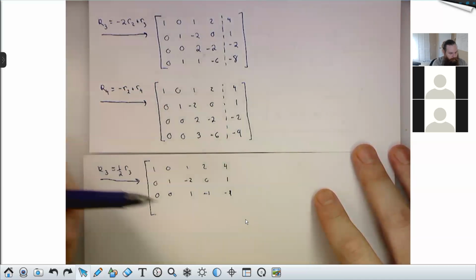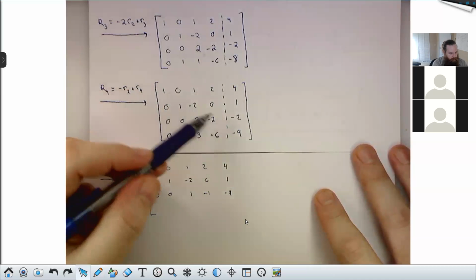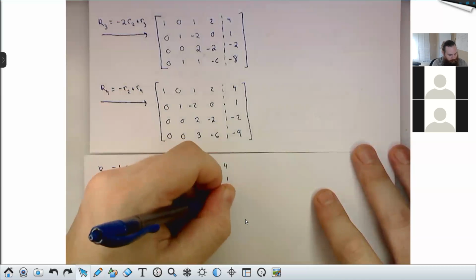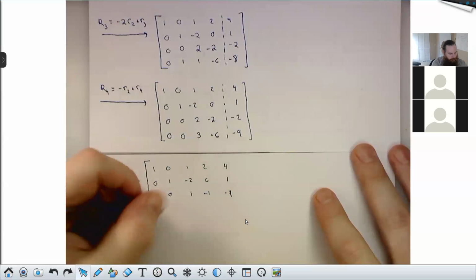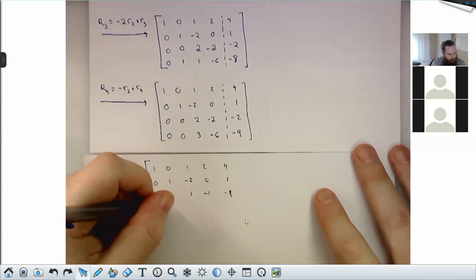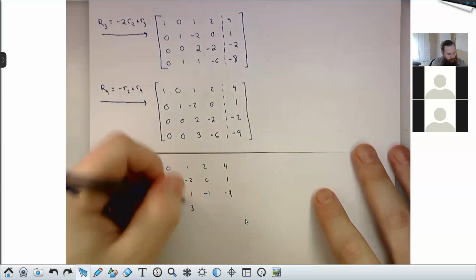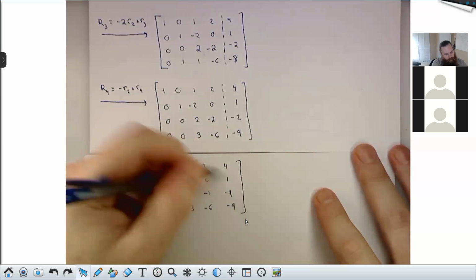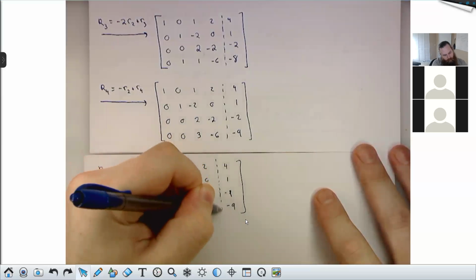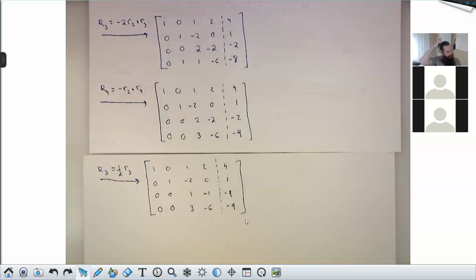Dividing each of these by 2 gives me 1, negative 1, and negative 1. I almost wrote the right-hand side wrong. And then the fourth row stays the same: 0, 0, 3, -6, -9. Now that I have a pivot of 1 in column 3 here, I can use him to knock this out.